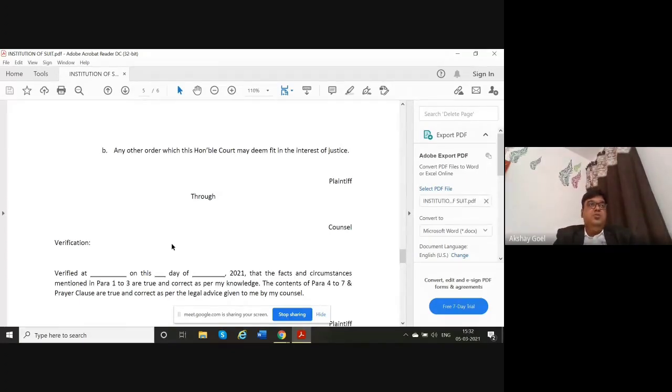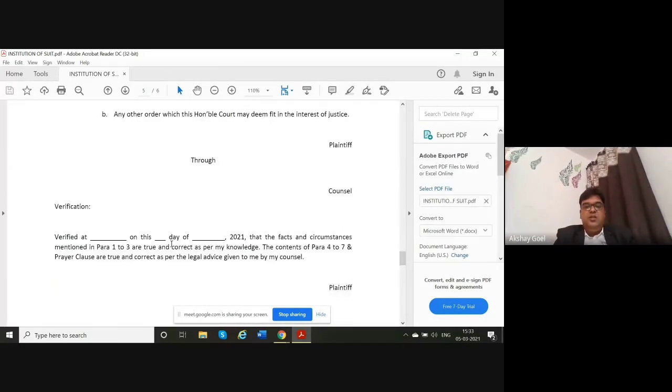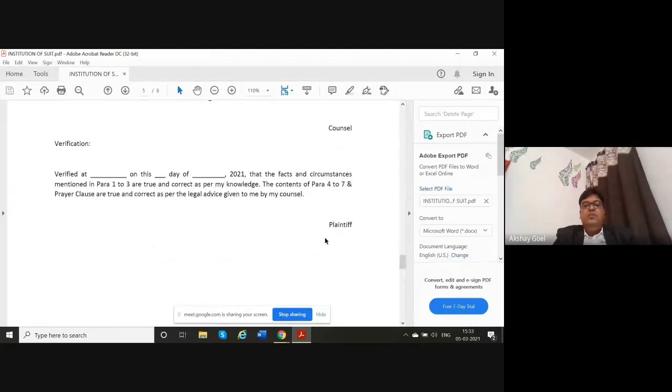So you need to see which facts are true and correct as per the knowledge of the plaintiff, and which facts are as per the legal advice, because legal paragraphs cannot be in the knowledge of the plaintiff. If it were in the knowledge of the plaintiff, he would never come to the advocate. So you need to clearly define which facts are in the true knowledge of the plaintiff and which facts are as per the legal advice given by the advocate. Then you need to get it signed by the plaintiff.